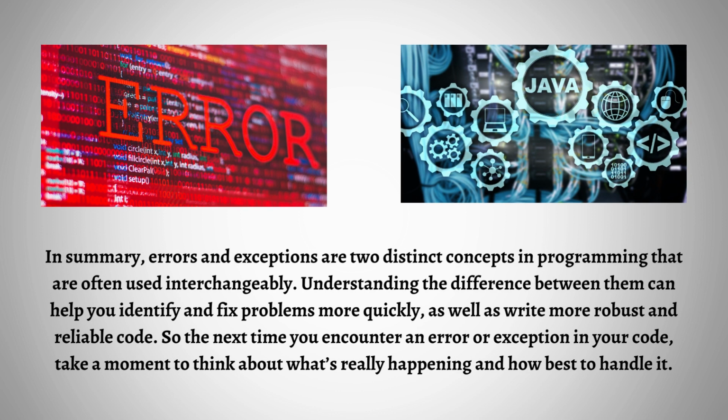In summary, errors and exceptions are two distinct concepts in programming that are often used interchangeably. Understanding the difference between them can help you identify and fix problems more quickly, as well as write more robust and reliable code. So the next time you encounter an error or exception in your code, take a moment to think about what's really happening and how best to handle it.